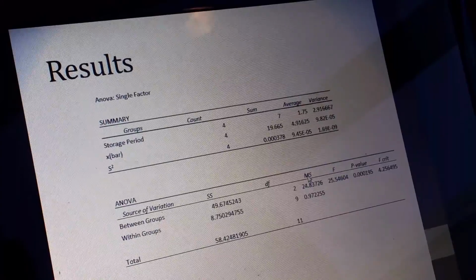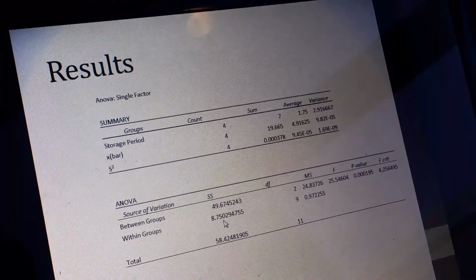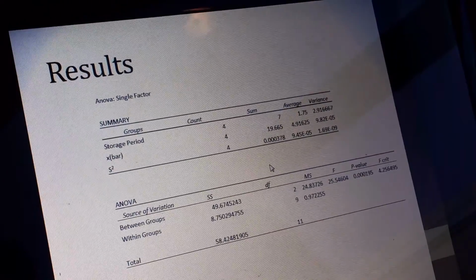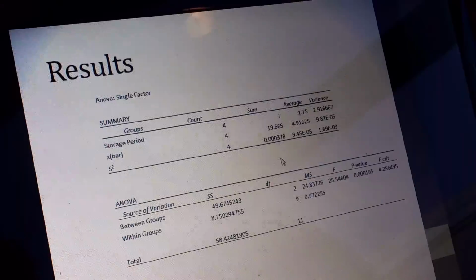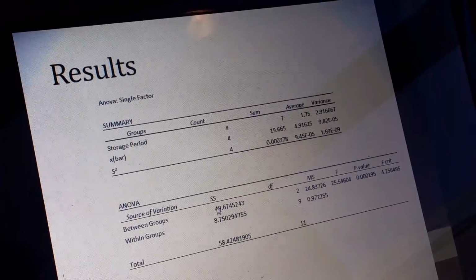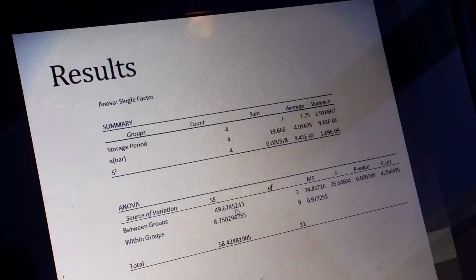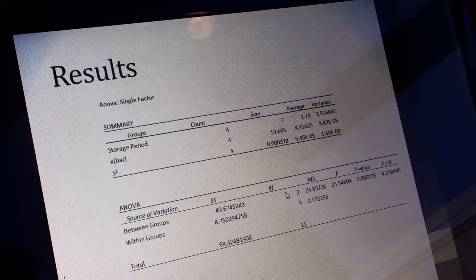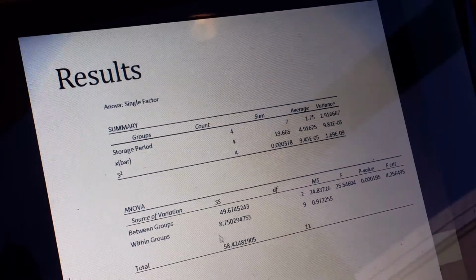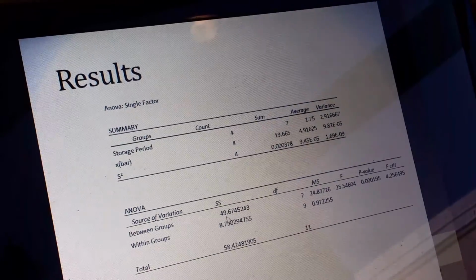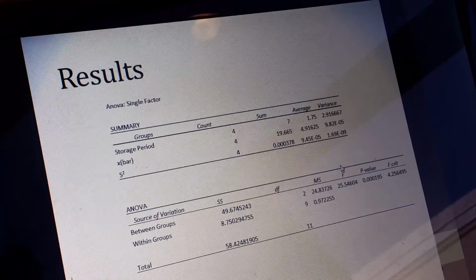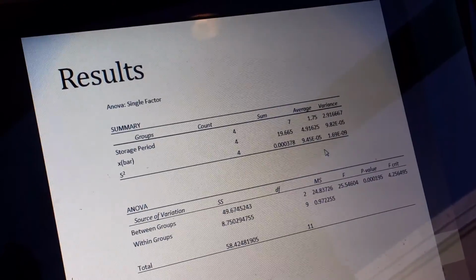Now to get the MS, it's simple: we take 8.75 divided by 9 to get 0.97255. And then after that, since we know that our sum of squares between the groups is 49.67, we do the same thing, this divided by this to get the 24. For your total sum of squares, we simply add these to get 58.42.